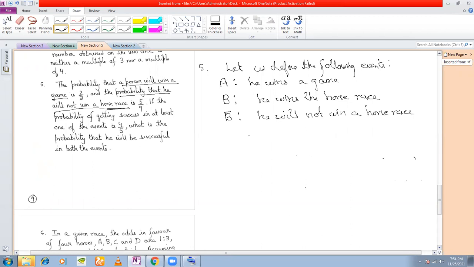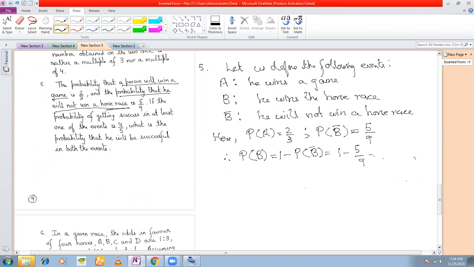Right? So here, what is given to you? Probability that he wins the game is how much? 2 by 3. And probability that he does not win the horse race is how much? P(B bar) is given to you. How much? 5 by 9. So therefore, how much is the probability that he wins a horse race? P(B) is 1 minus P(B bar), right? 4 by 9.